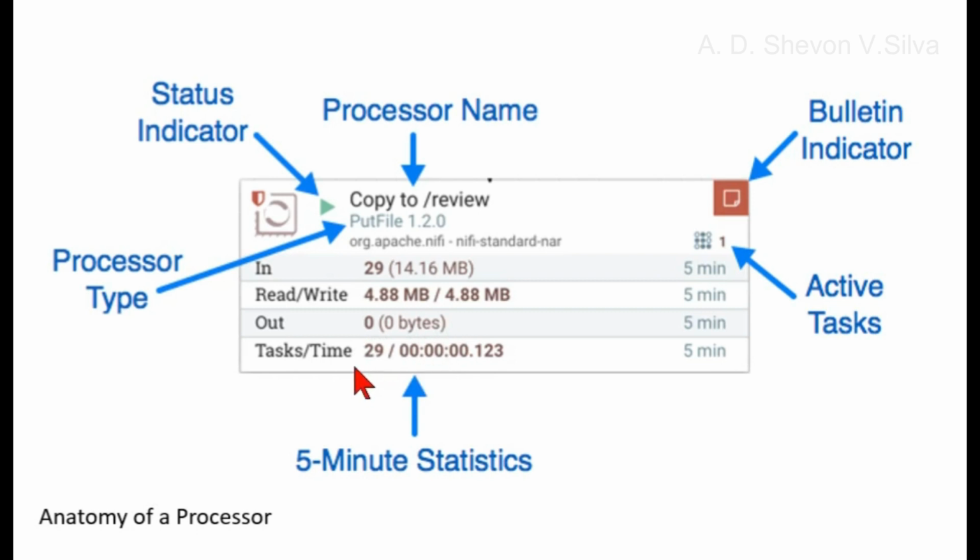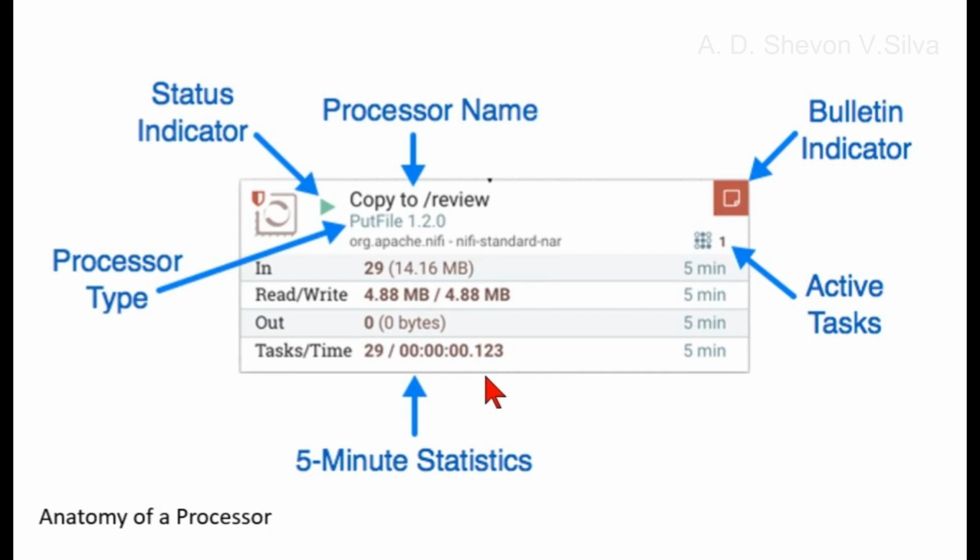Tasks/Time. The number of times that this processor has been triggered to run in the past 5 minutes, and the amount of time taken to perform these tasks. The format of the time is hours:minutes:seconds. Note that the amount of time taken can exceed 5 minutes, because many tasks can be executed in parallel.